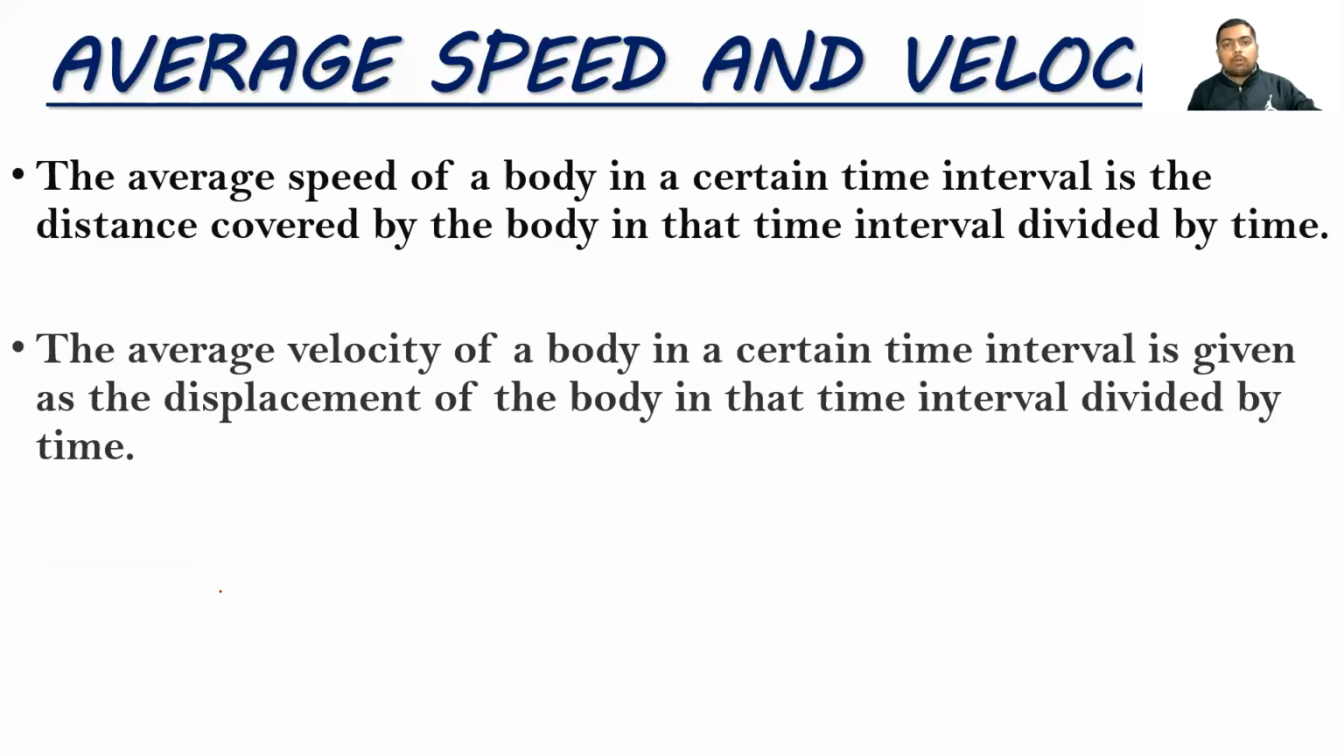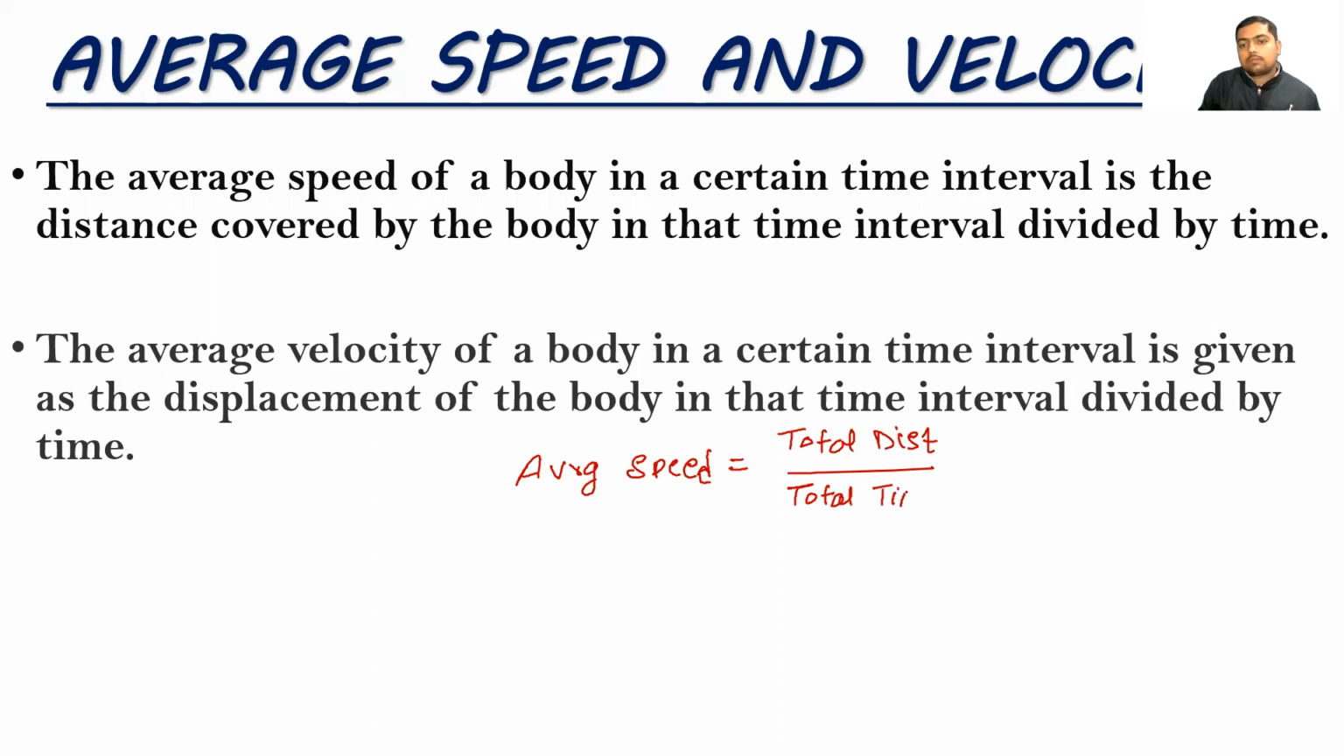Now, we are going to talk about average speed and average velocity. Simply from the formula, we can define average speed and average velocity. When we talk about average speed, its formula is total distance upon total time taken. Okay, this is the formula for average speed. And when we talk about average velocity, its formula is total displacement upon total time taken.